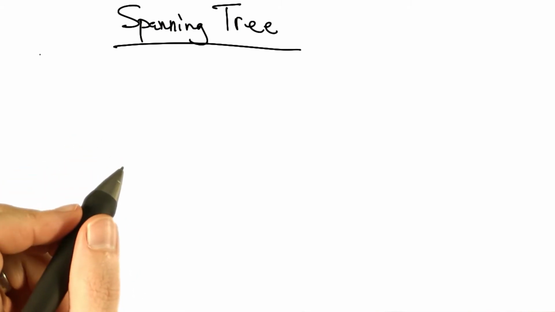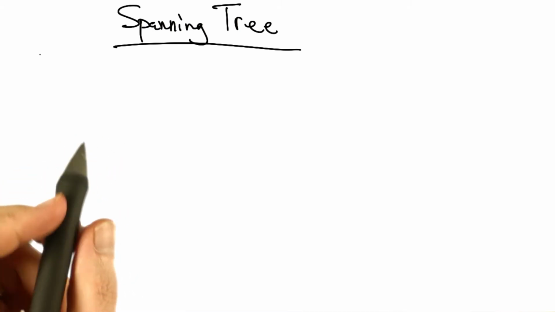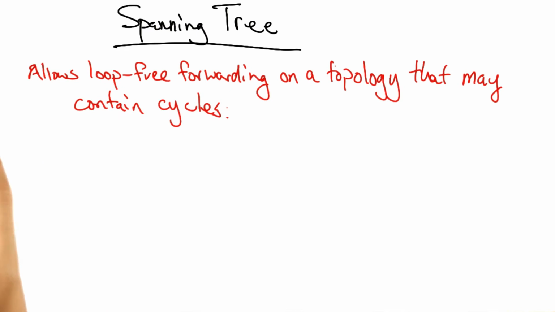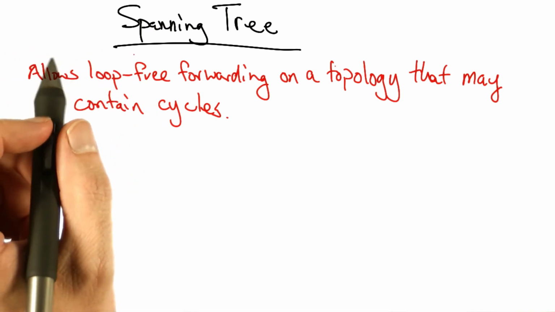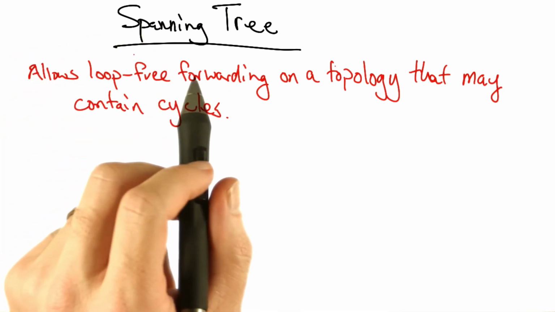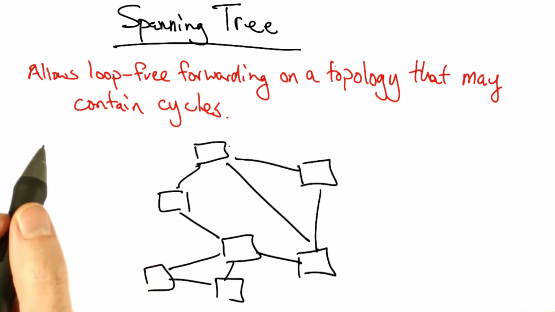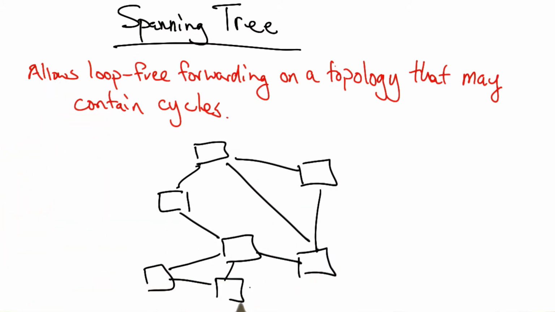The solution to this problem is to build what's called a spanning tree. The spanning tree permits loop-free forwarding on an underlying network topology that may contain cycles. Suppose we have the following underlying network topology of switches.